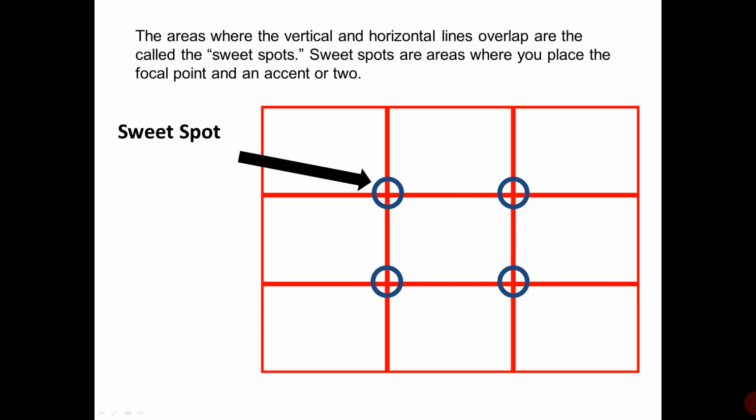The areas where the vertical and horizontal lines overlap are called sweet spots. Sweet spots are areas where you place the focal point and accents, or areas of interest.